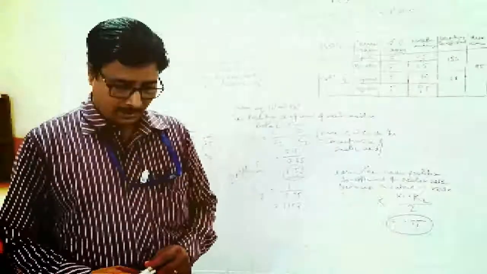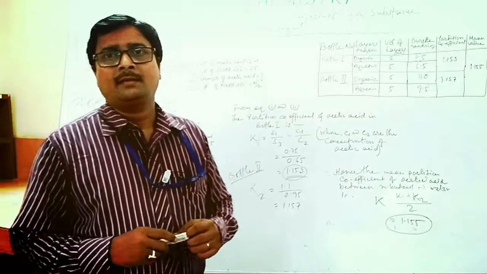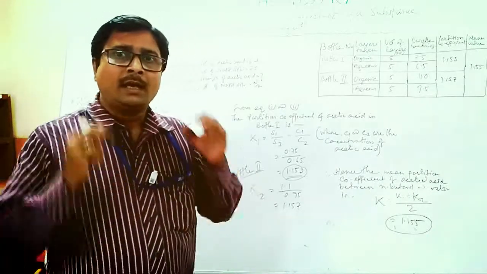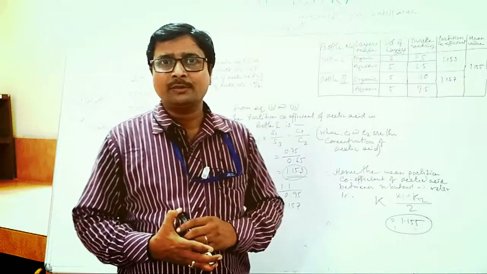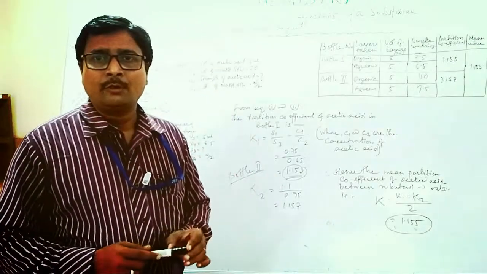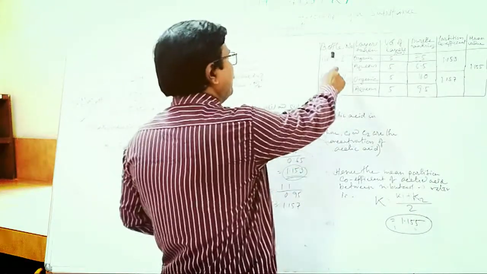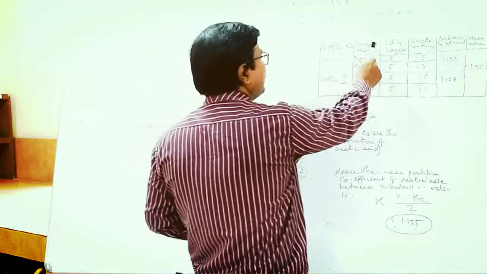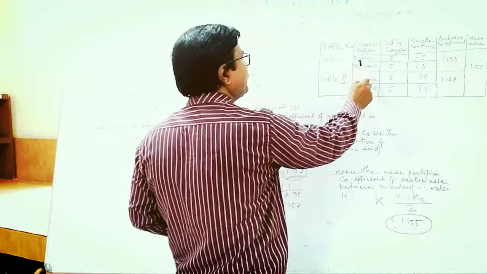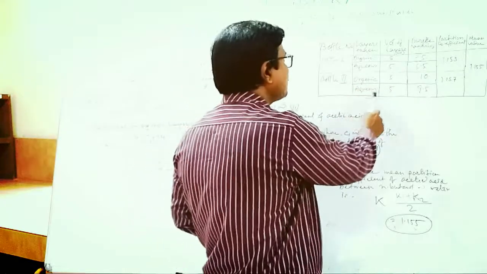So students, now the last part of this experiment, that is the calculation part. You have done the experiment process, and I think you have understood that. So now you have to fill up the table. The table looks like this. First, bottle number, that is bottle 1 and bottle 2. The next column, layer taken, that is organic, aqueous, and for bottle 2 also organic and aqueous.